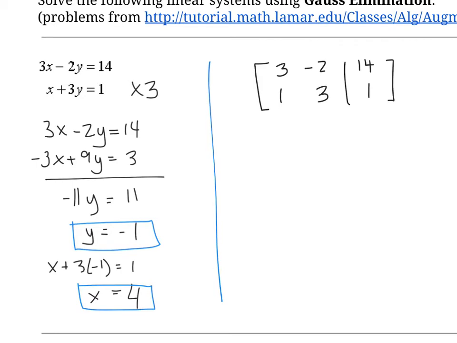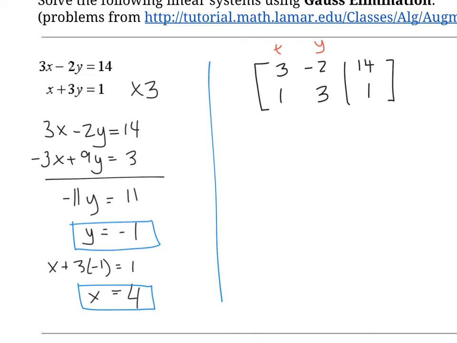So this is a matrix. It's actually called an augmented matrix because it's not square. And this line here just represents the equal sign essentially. So realize what we have here. The 3 and the 1 represent the x components, right? The negative 2 and the 3 represent the y components, and the 14 and the 1 are just the constant values. So we can do the same process we did with the first by using elimination here, except we don't have to worry about those x's and those y's.